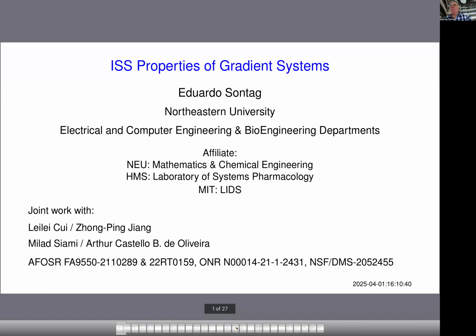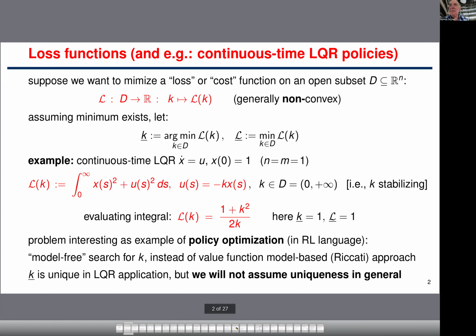So we'll do this in two parts. Leilei will be talking in the second part, doing all the heavy lifting with the technical details. Some of the stuff is actually joint work with Xiangping Jiang and also with Arthur, who's here in the audience, and Milad Siami at Northeastern University.